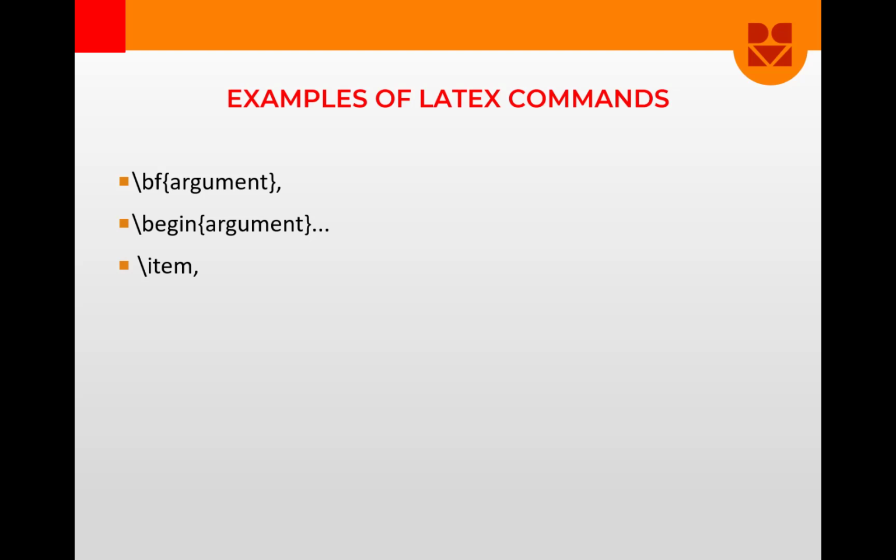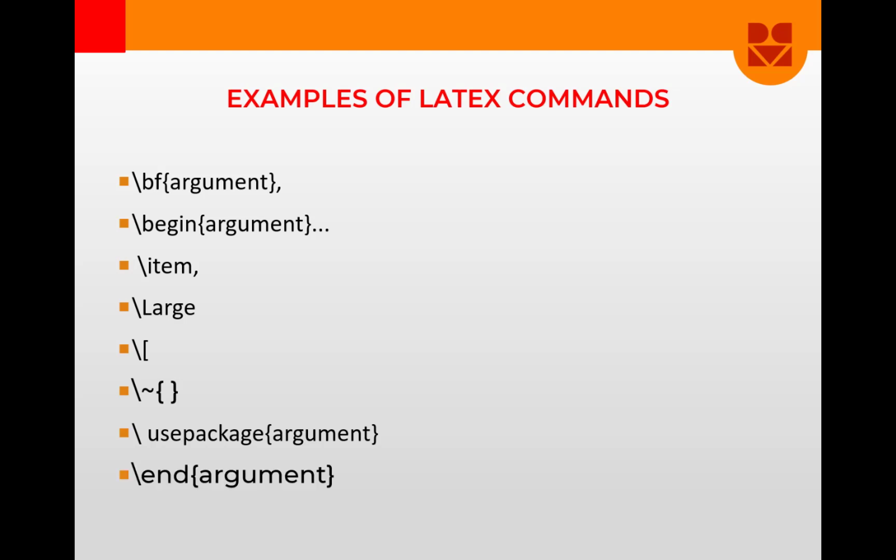And then we have the item command. You're telling LaTeX that what you want to print out is an item, or it should execute the item command. Then we have the large command. We have the square brackets. As I said, if you want to just type a square bracket, you have to pass the backslash and tell it that I am calling the square bracket command. And the same way we did for the tilde, we do the same thing. We also have the usepackage command, and the end command as well.